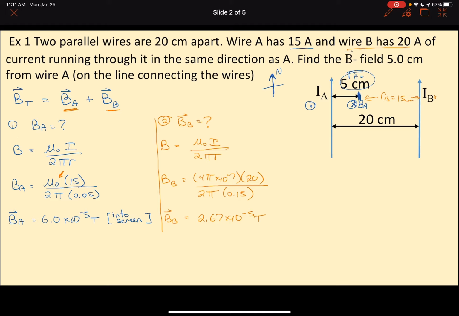And again, we've got to figure out what direction that's in. We're going to use right-hand rule number 1 again. You're pointing your thumb in the direction of current B, so north. You're wrapping your fingers around wire B. It's got to be your right hand.